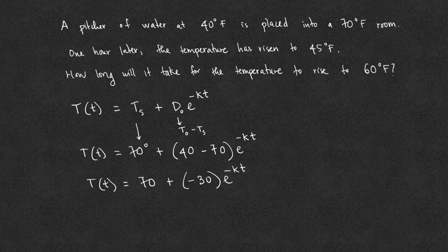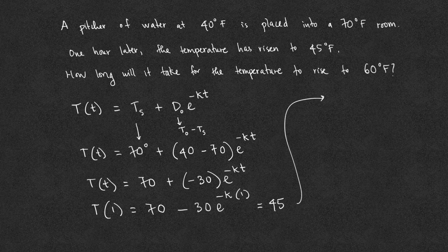In order to use this equation to solve for t when the temperature is 60 degrees, we still need to find out what k is. That is where we need to use the extra piece of information: 1 hour later, the temperature has risen to 45 degrees Fahrenheit. Even though we don't know what k is, if we plug in 1 for t, 1 hour later, the right-hand side is 70 minus 30 e to the negative k. In this equation, we only have k left, and the temperature needs to be 45, so we set it equal to 45.